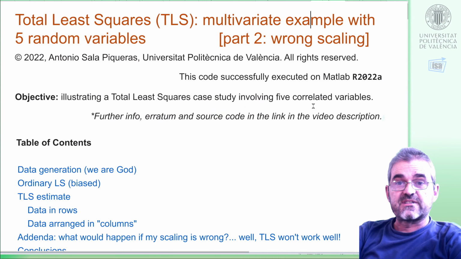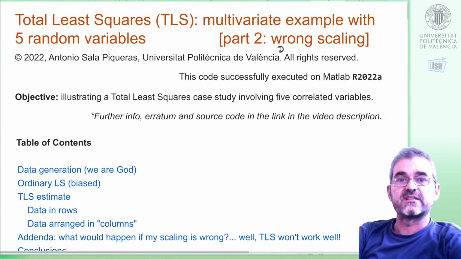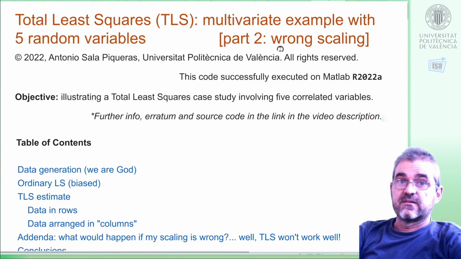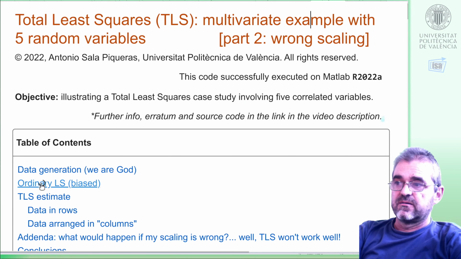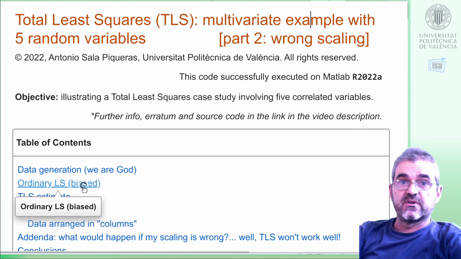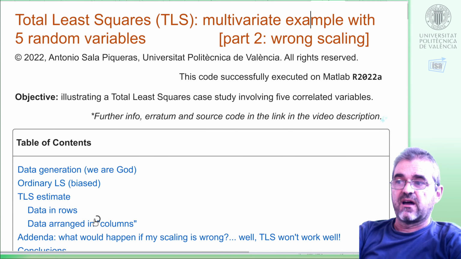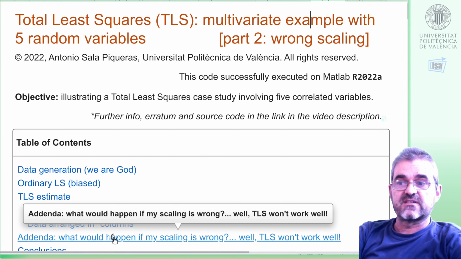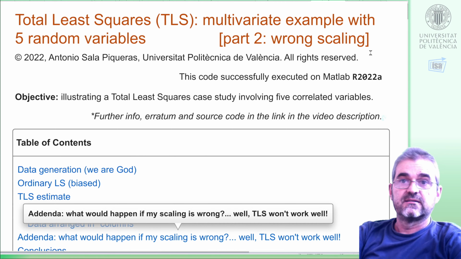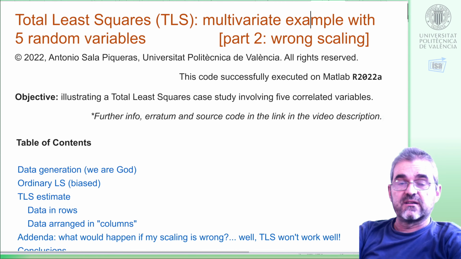Hi, I'm Antonio Sala, and in this video we'll continue with the discussion of a total least squares case study we already did a video about. We generated some data, we checked that ordinary pseudo-inverse least squares was biased, and then we did some scalings and obtained an unbiased total least squares estimate. However, what happens if the scaling is wrong? Well, this will not work so well.